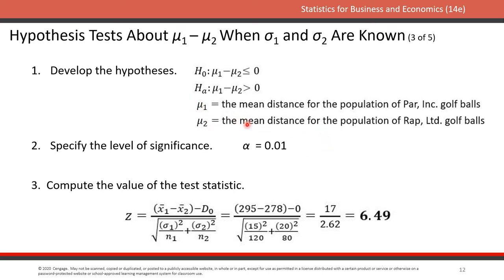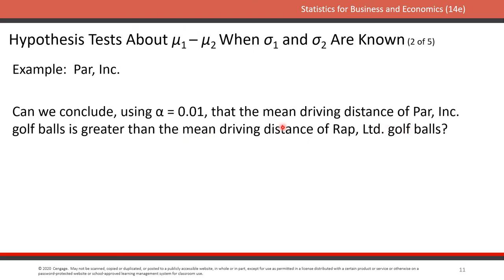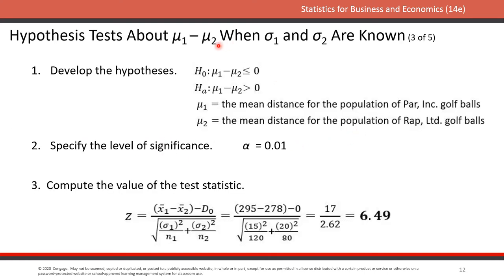So here we're going to say I think par is bigger than RAP, and I think this was talked about in the problem. Yeah, we have, is the mean of the par greater than the mean of the RAP balls? So I say I think par, I'm going to call that group 1, is bigger than the mean of RAP. So group 1 minus group 2 is a positive number.